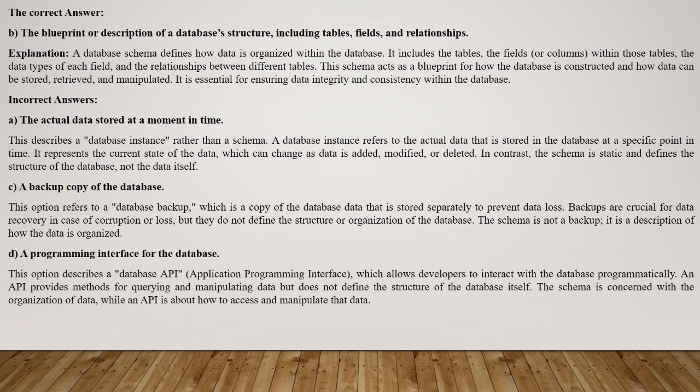The correct answer is B, the blueprint or description of a database structure, including tables, fields, and relationships. A database schema defines how data is organized within the database. That includes the tables, the fields or columns within those tables, the data type of each field, and the relations between the tables.